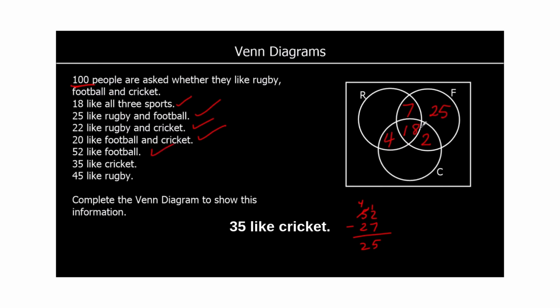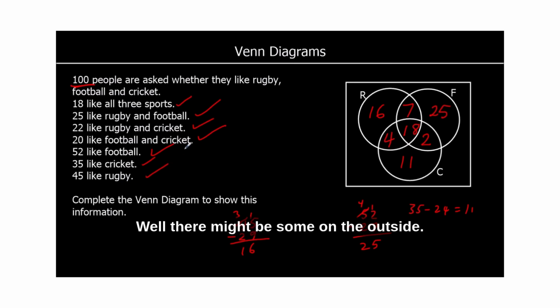35 like cricket. So at the moment we've got 24. 35 minus 24 will be 11. And 45 like rugby. So far we've got 18 and 7, which makes 25, plus 4, 29. So 45 take away 29 is 16. So 16, just like rugby.